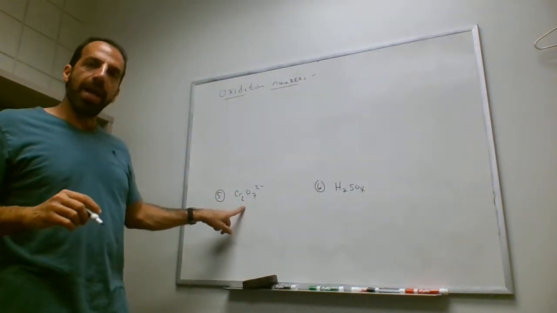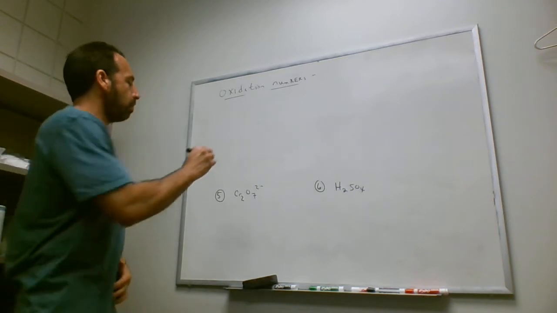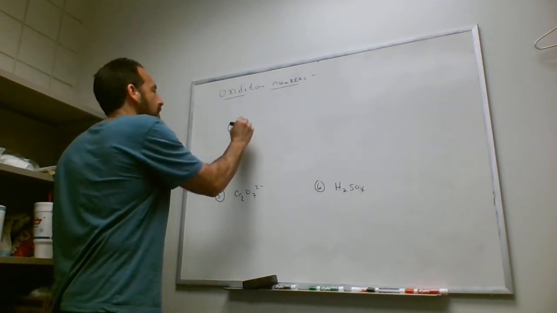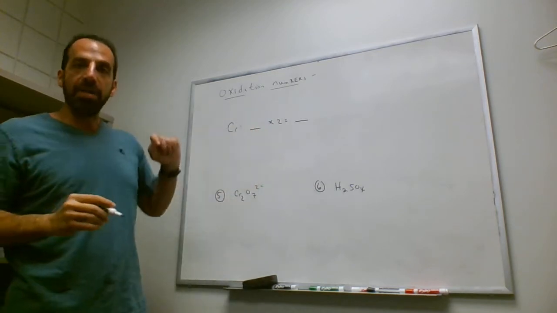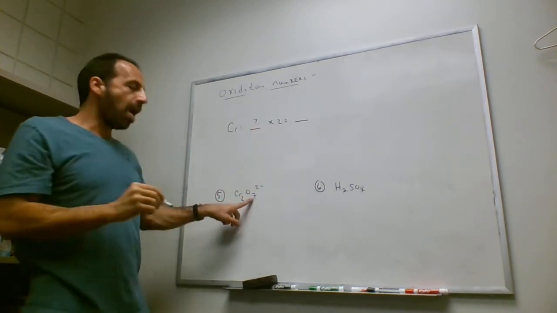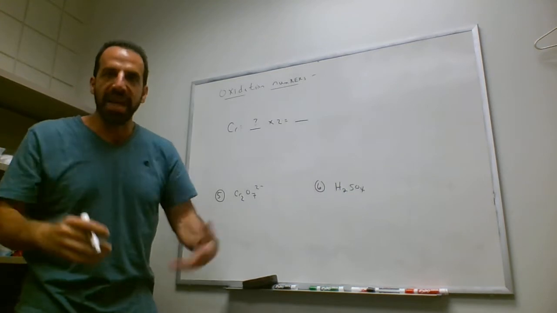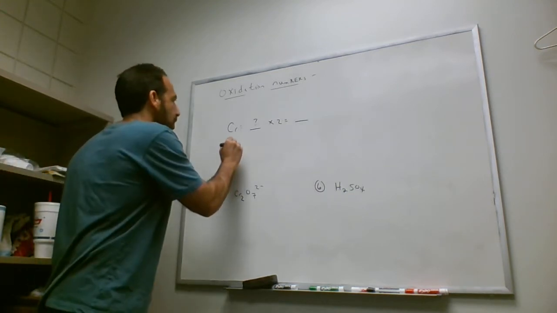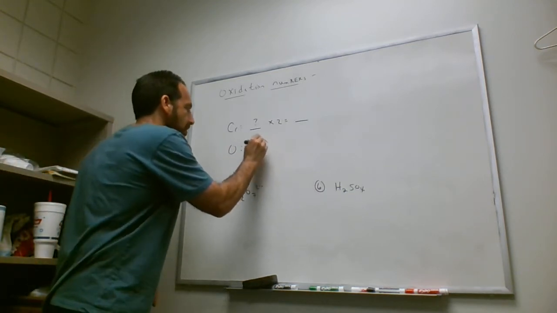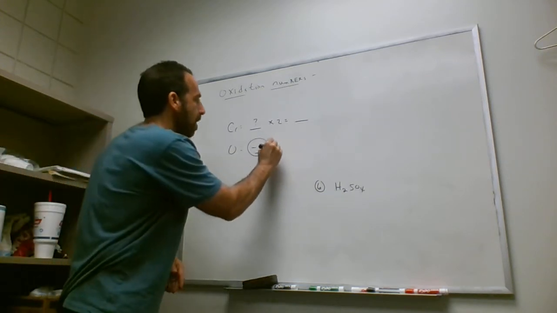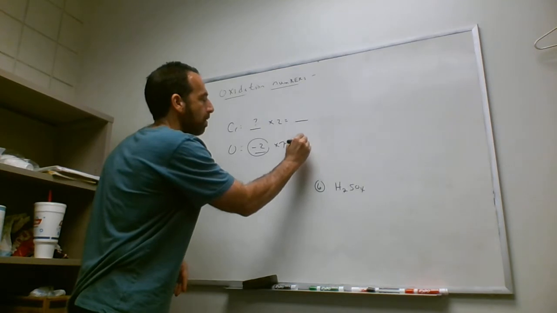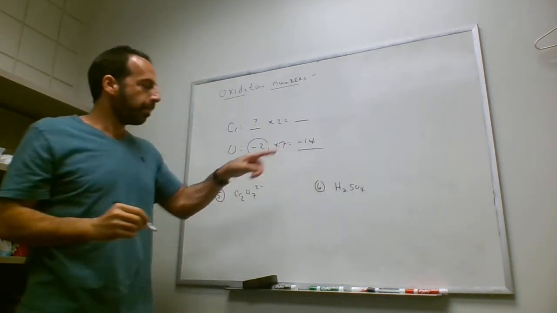This is a dichromate ion. Total charge is negative 2. So I have chromium. There's 2 of them. So we're trying to figure out what that oxidation number is going to be. Oxygen, I mentioned before, always assign it negative 2. So that's its oxidation number. So the ones I circled, that's the oxidation number. There's 7 oxygens, so times 7. So it's a total charge of negative 14.